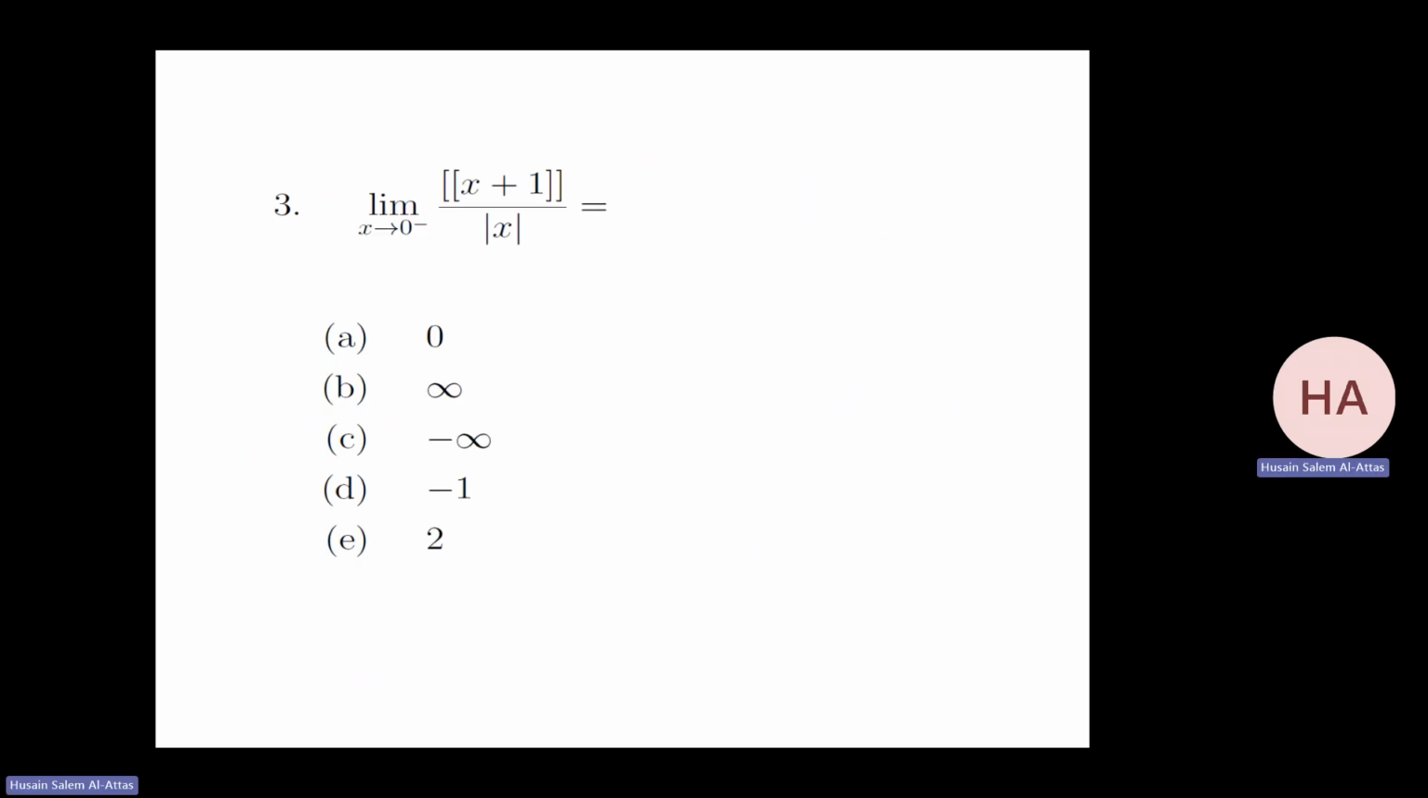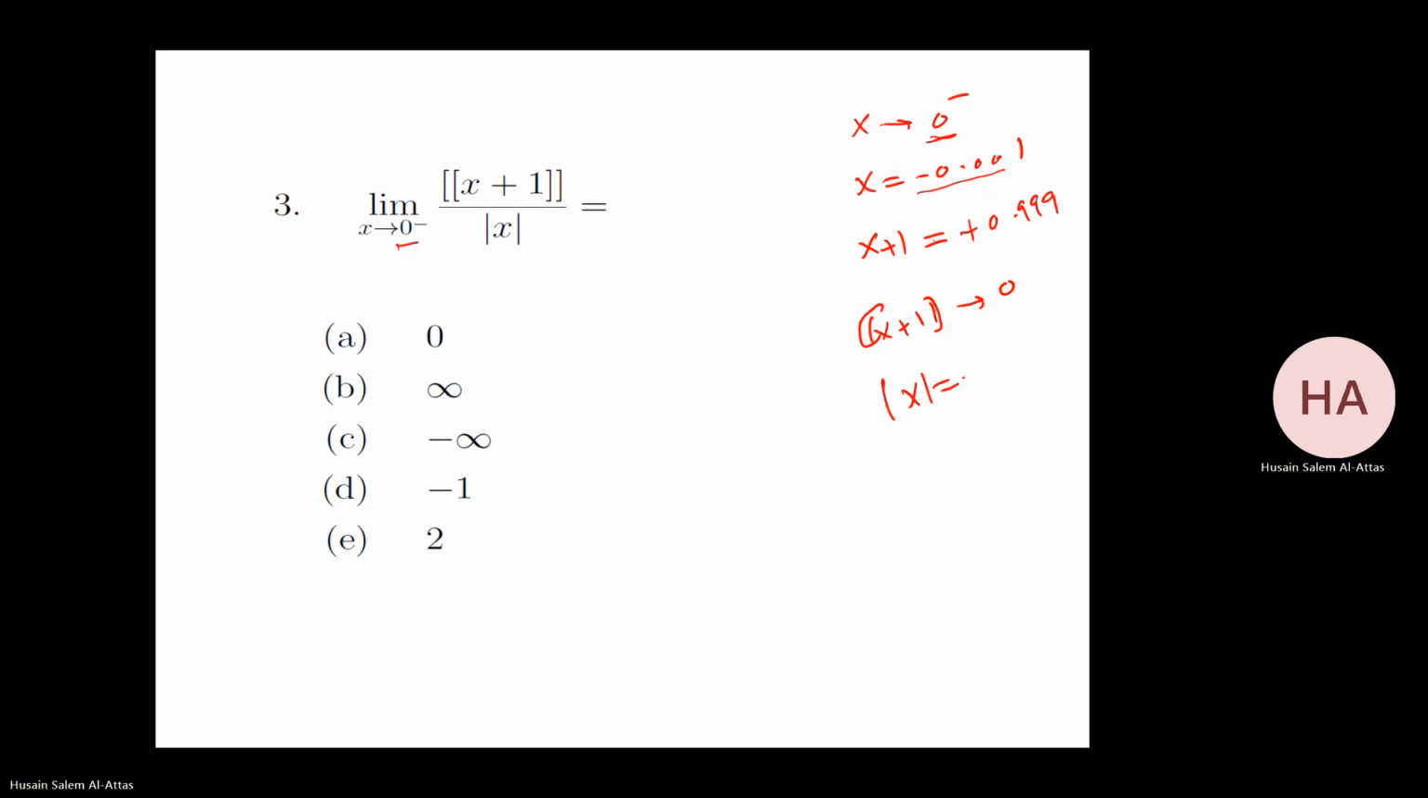The same thing here. The same idea. x plus 1, x goes to 0 from left, actually. 0 from left means I will take x as minus 0.001. When I do x plus 1, it will be plus 0.999, because I add 1 to it. So what will be the greatest integer of x plus 1? It will go to 0, regardless of what you choose. Take any value a little bit less than 0, for sure the greatest integer of x plus 1 will be 0. But the absolute value of x will be 0.001. So this will not reach 0, but this one will go to 0 exactly. So the answer is 0.